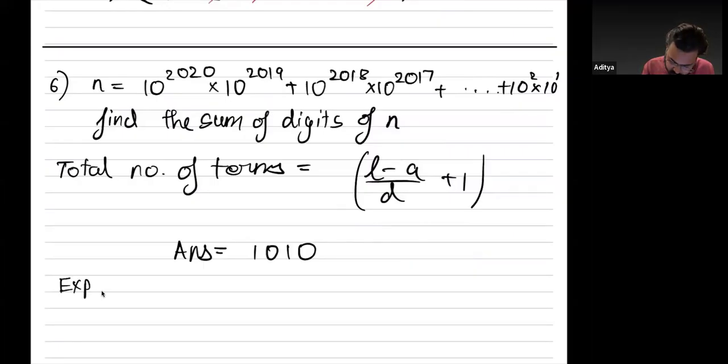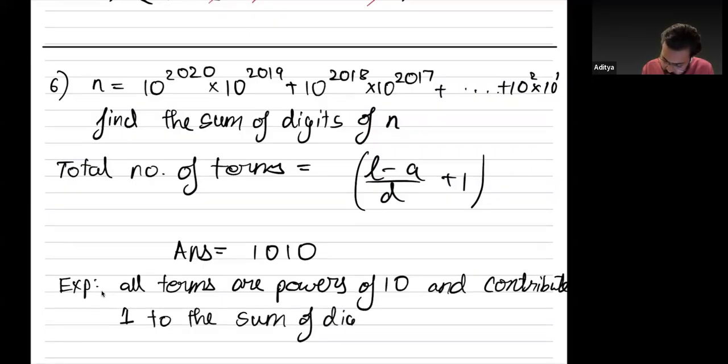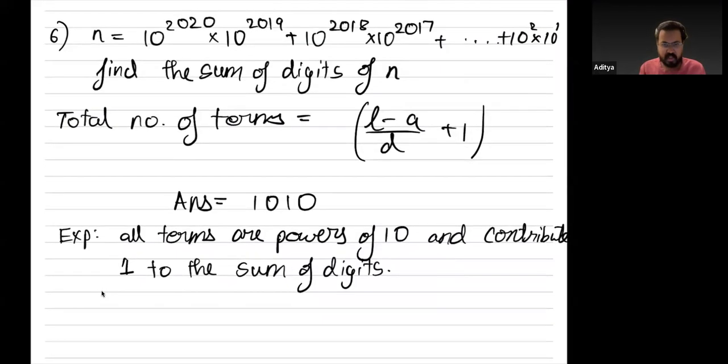Explanation: all terms are powers of 10 and contribute 1 to the sum of digits. So if all of them just contribute 1, you just add them up and you'll get the answer.